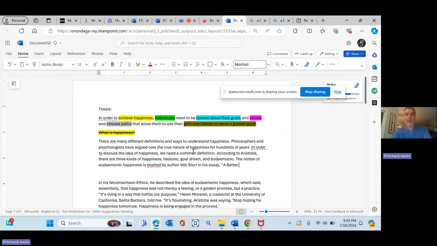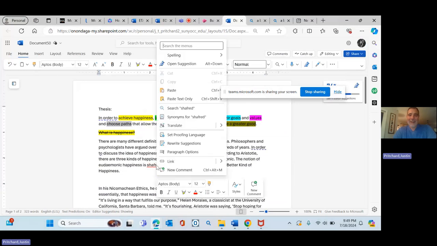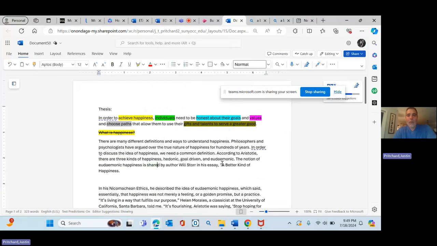All right, so I'm going to share what I did here for a second. This part right here, where I'm talking about, according to Aristotle, the three kinds of happiness, I am paraphrasing from the article that we all read, right? And then here, I am leading into the quote that I'm about to use, right? So the notion of eudaimonic happiness is shared by author Will Storr in his essay, A Better Kind of Happiness.